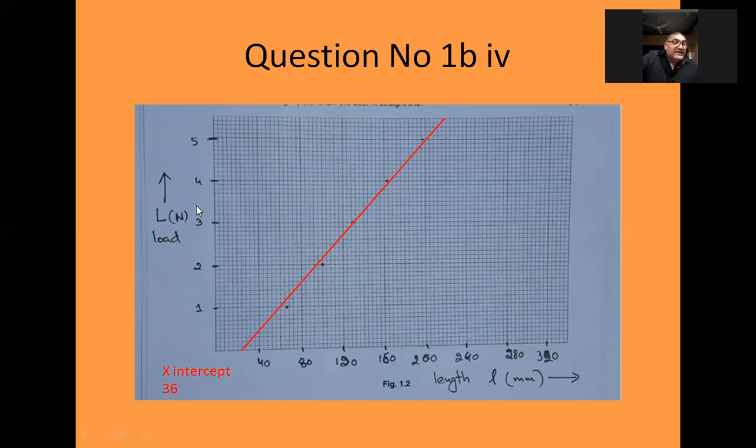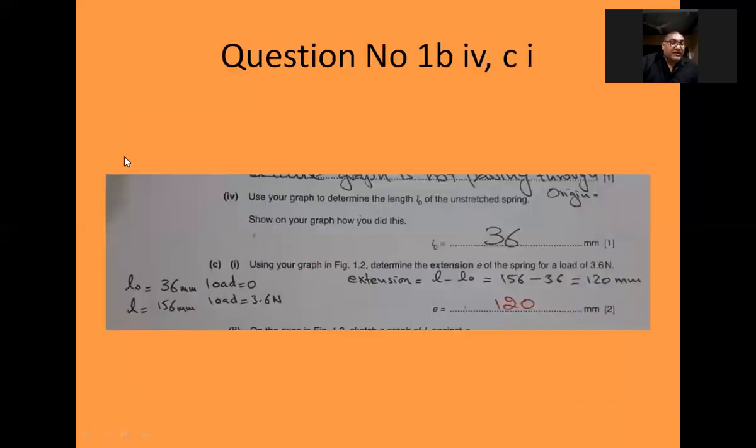Okay. Then the C part is coming up on your screen. He says, use your graph to determine the L naught of the unstretched spring and show on your graph how you did this.